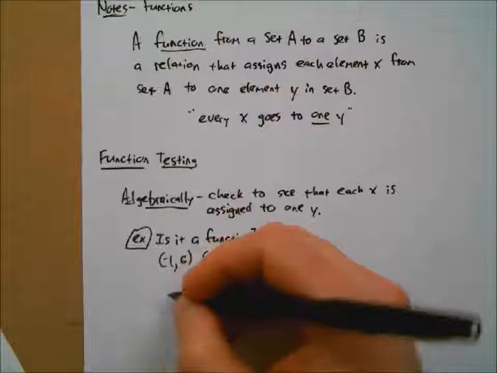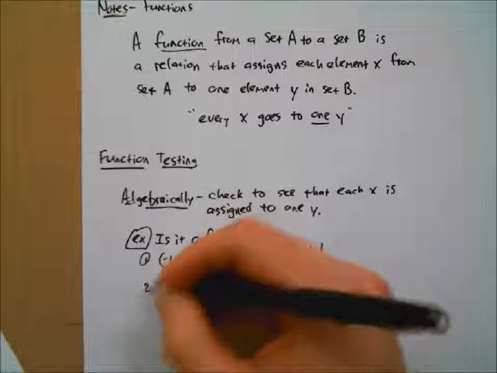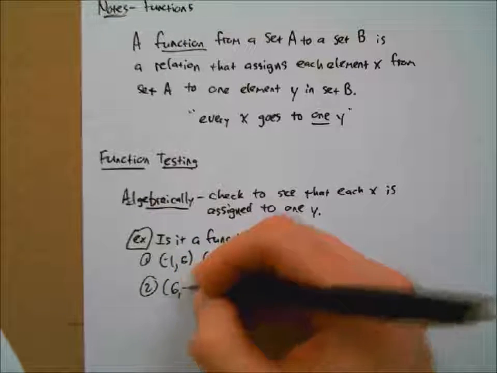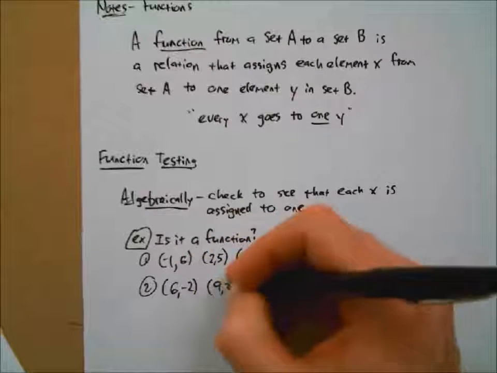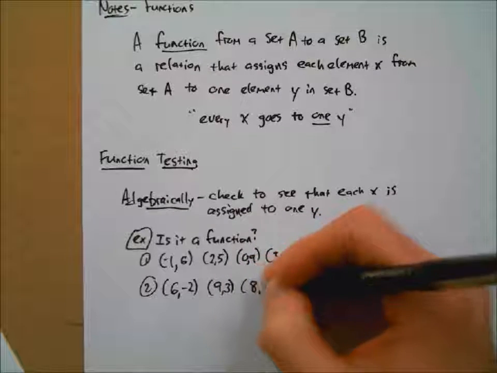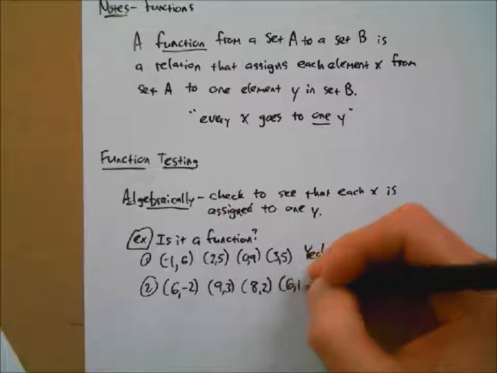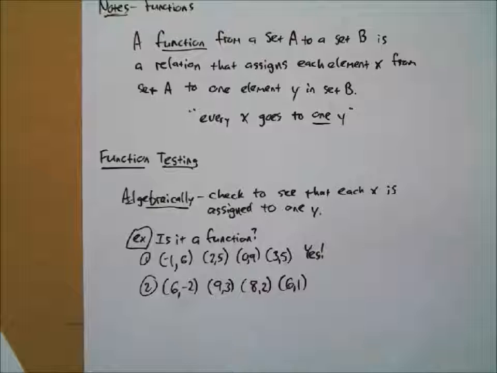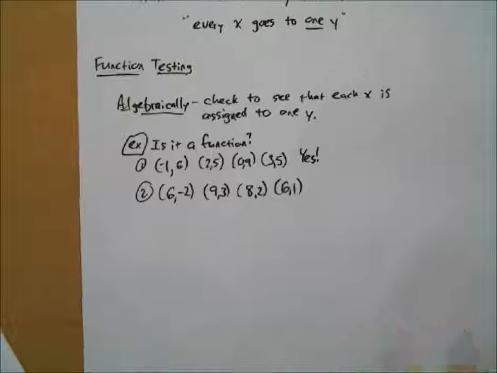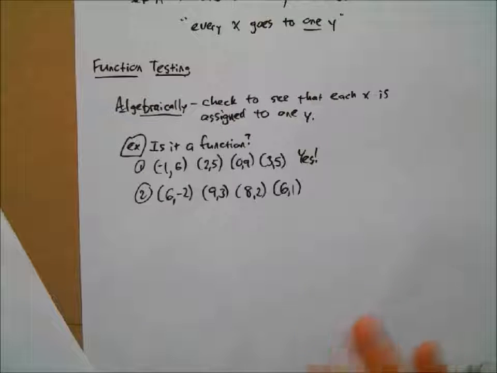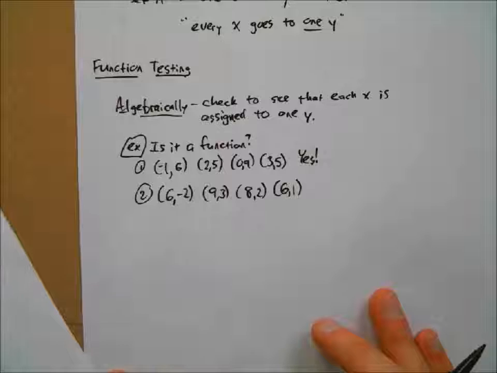We'll do one here as well. How about 6, -2, 9, 3, 8, 2, 6, 1. Is that going to be a function? No. Okay, and how does it fail? Where does it fail specifically? 6 is paired up with -2 and 1.